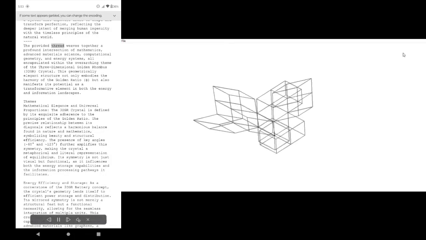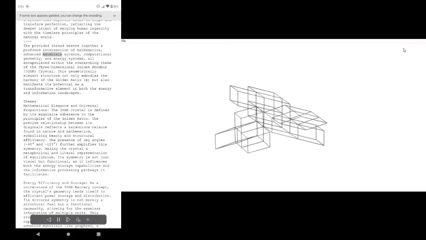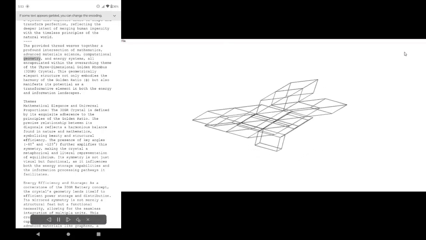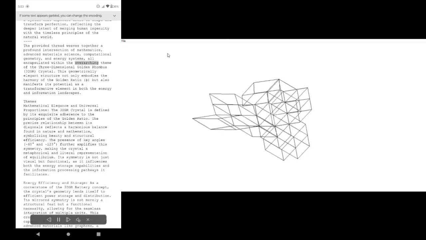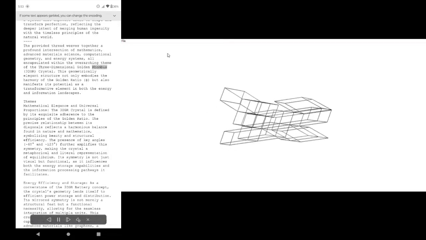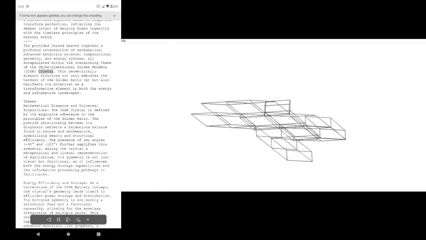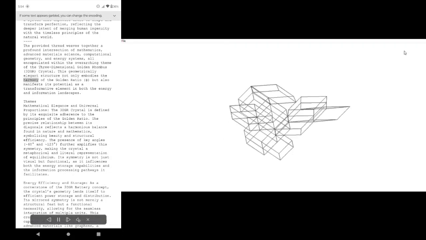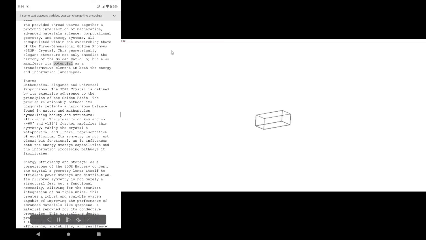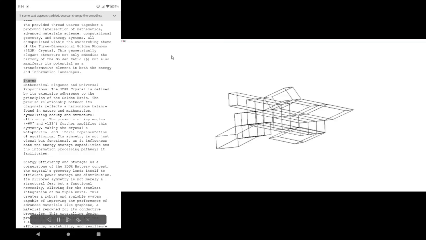The provided thread weaves together a profound intersection of mathematics, advanced materials science, computational geometry, and energy systems, all encapsulated within the overarching theme of the three-dimensional golden rhombus, 3D jar, crystal. This geometrically elegant structure not only embodies the harmony of the golden ratio, phi, but also manifests its potential as a transformative element in both the energy and information landscapes. Themes.